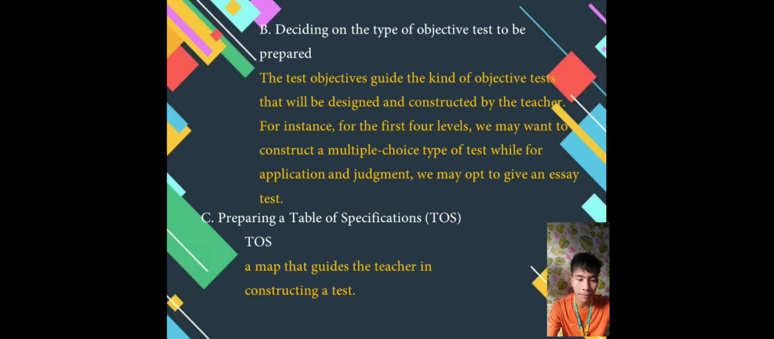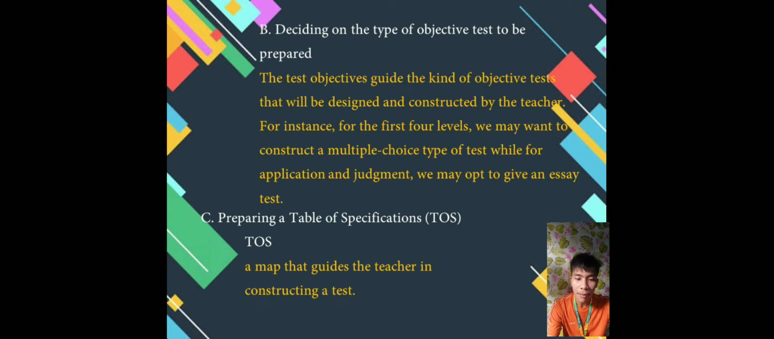Letter B. Deciding on the type of objective test to be prepared. So, the test objectives guide the kind of objective test that will be designed and constructed by the teacher. For instance, for the first 4 levels we may opt to construct a multiple choice type of test, while for application and judgment, we may opt to give an essay test.